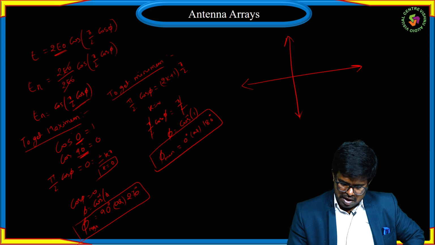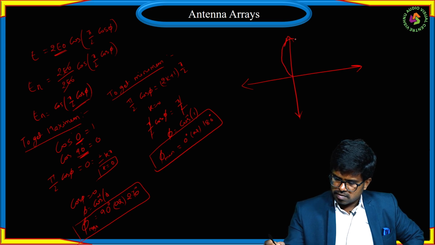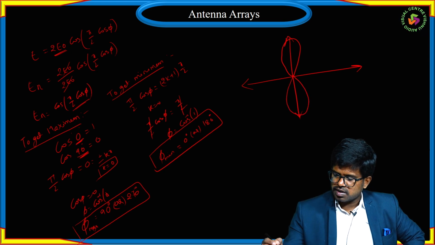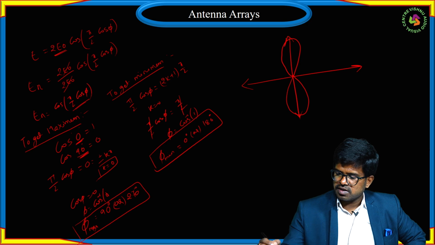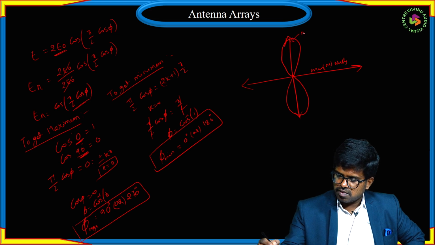We have maximum at the angles of 90 and 270, and minimum at 0 or 180. So these are minima, or we can also call them nulls. And these are the maximum lobes, or major lobes.